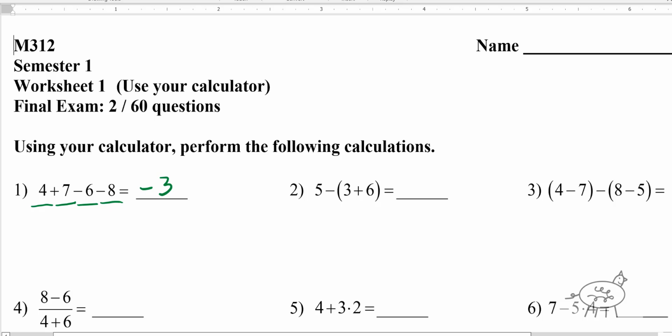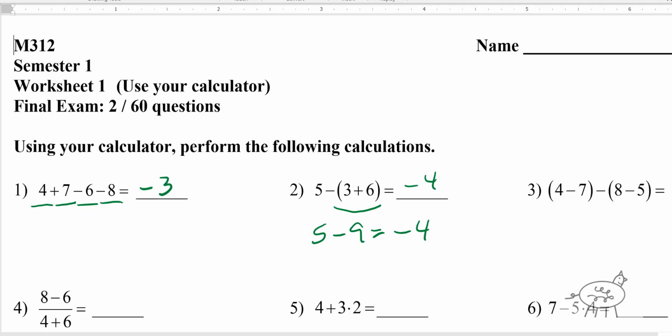Okay, got to use parentheses here. If it has parentheses, use your calculator and put the parentheses in there. So 5 minus, and you don't even have to do anything special. You can just type this directly in your calculator. If you would do it separately, 3 plus 6 is 9, so 5 minus 9 is negative 4. But you're typing it directly in your calculator. So these are easy problems that you just type in your calculator.